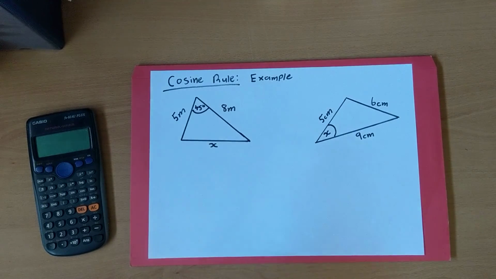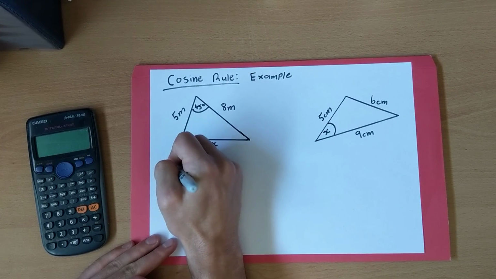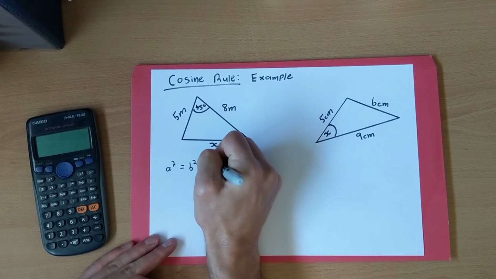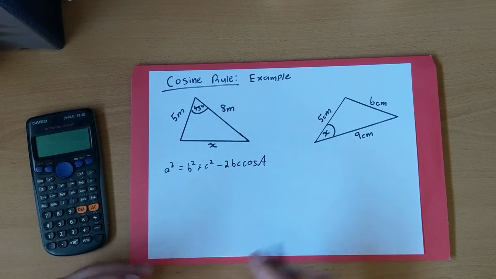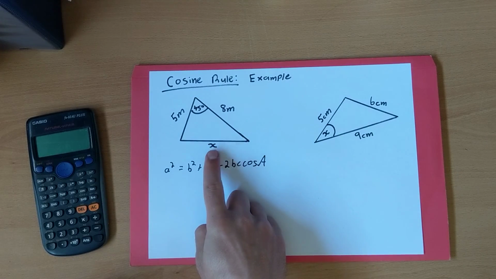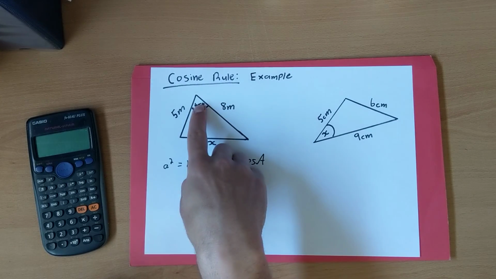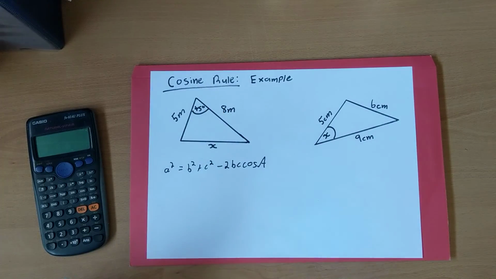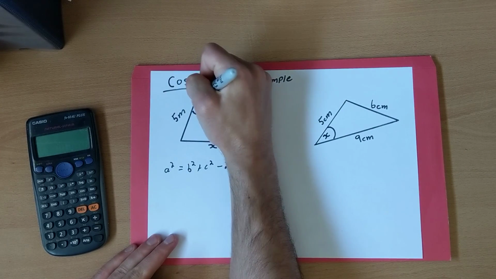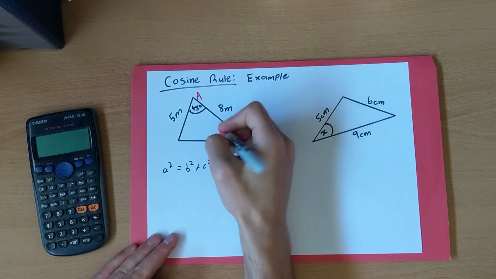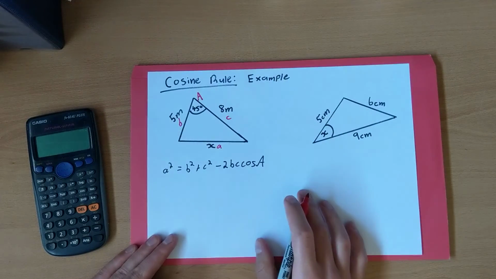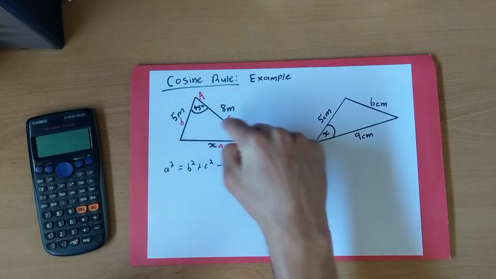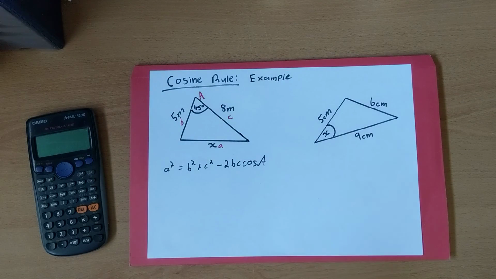And in this case, I've got my formula, a squared equals b squared plus c squared, take 2bc cos a. And in this formula, the side length that I'm missing is the one opposite the angle. So the angle is a, and the side length opposite that is the lowercase a. And then these two side lengths are b and c. It doesn't really matter which one's b and which one's c. So let's now plug each of these things into my formula.